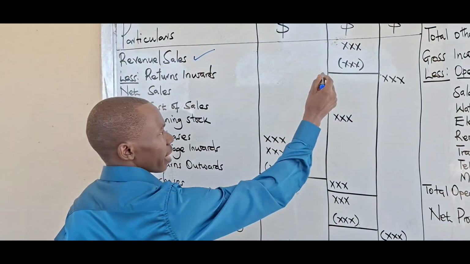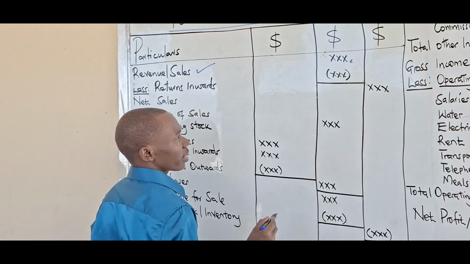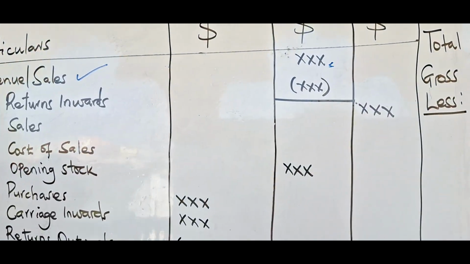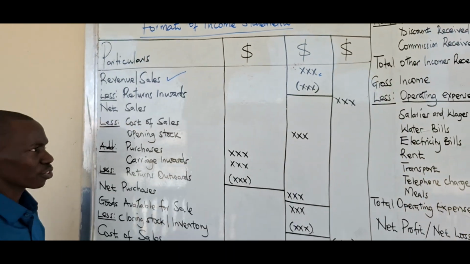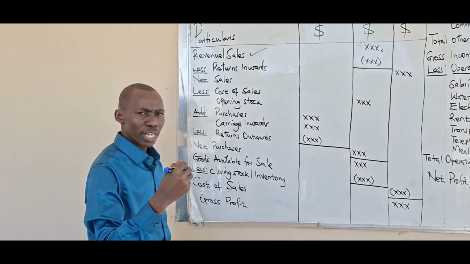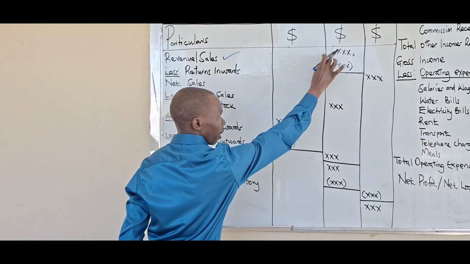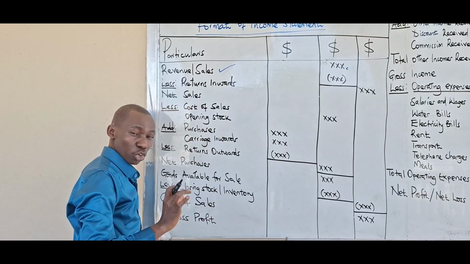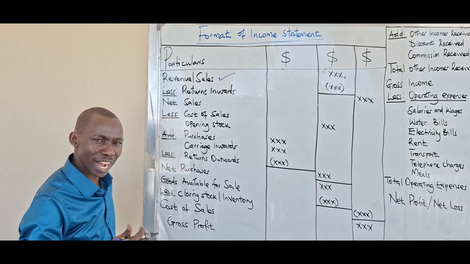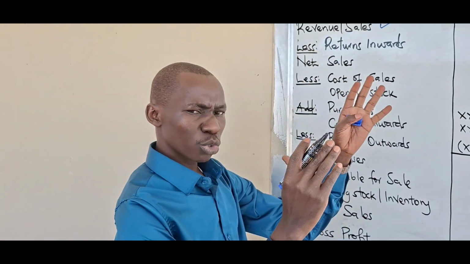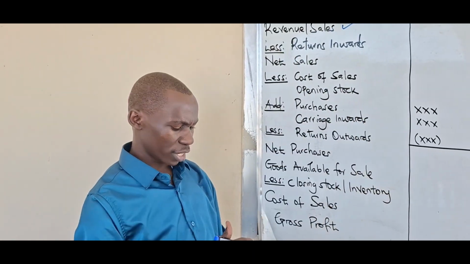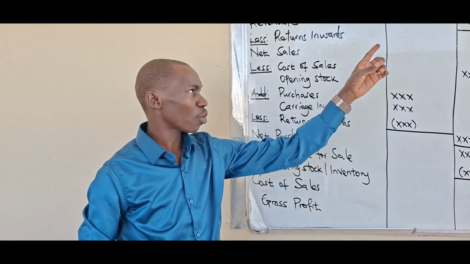I'm using X to represent unknown, meaning the figure will be given to you. So if they give you that sales for the year was maybe 10,000, here we record 10,000. I'm just using X to show that it represents an unknown amount, which we shall look at as we move on. You just go to your trial balance or any information given, you pick sales, then you record in our middle column there.